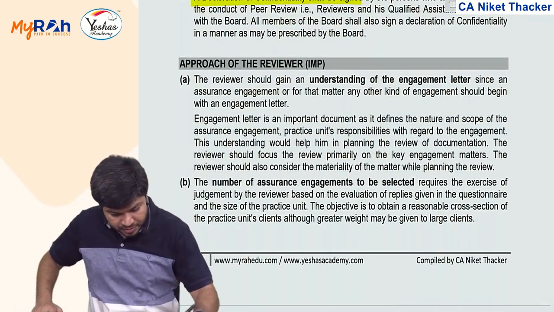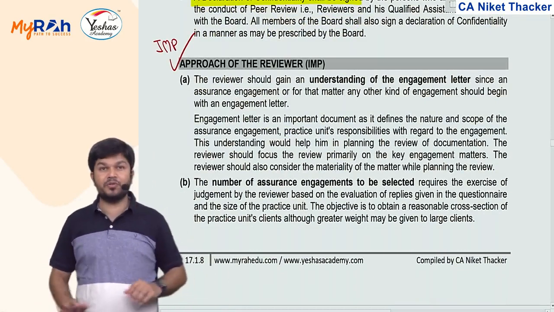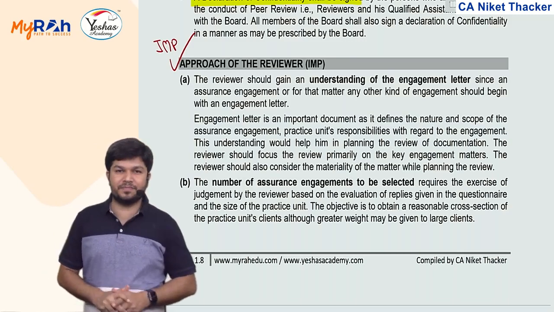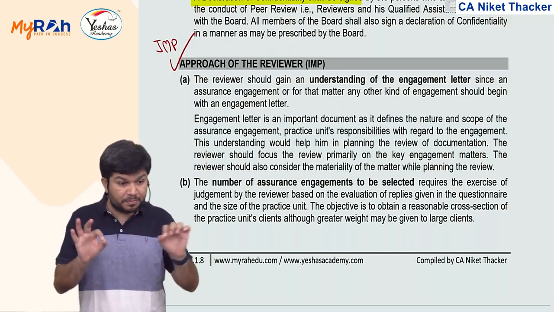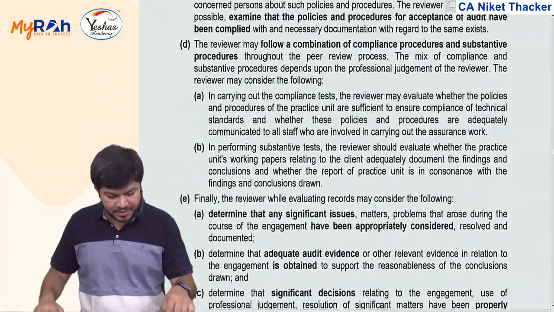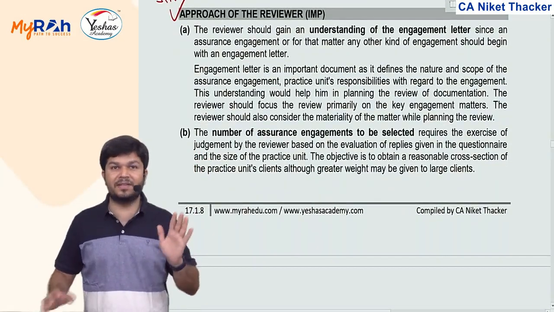Next is approach. This is important. Approach of the reviewer. If the question is what will be the approach of the peer reviewer, there are 5 points, A, B, C, D, E. This is your answer. If you write anything else, there are no marks.